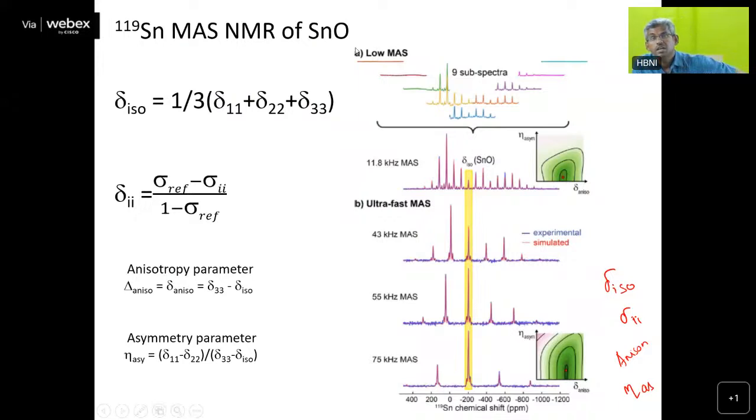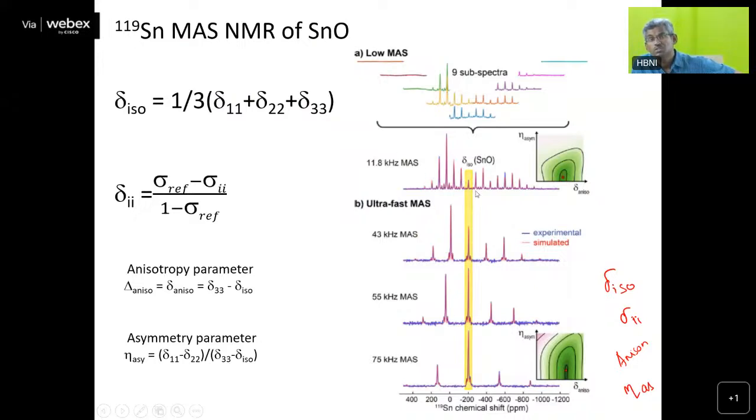So you see here, this is a low spinning magic angle spinning spectrum. Low spinning means around 11 kilohertz. Eleven is also high actually. In our case we were using 5 to 7 kilohertz, etc. But 11.8 kilohertz is reasonably high, though normally that is called a low magic angle spinning frequency.